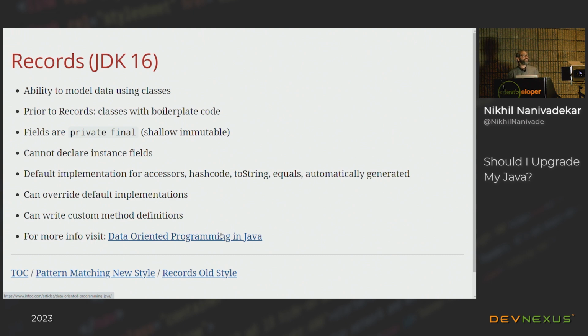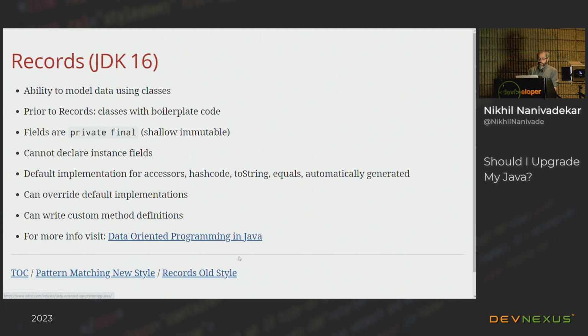However, some folks like to have more control, or some folks like to have their own custom implementations for this auto-generated code. You can override these default implementations. That's allowed. You can also write custom method definitions in records. So it still gives you the flexibility of the Java objects that you had before.